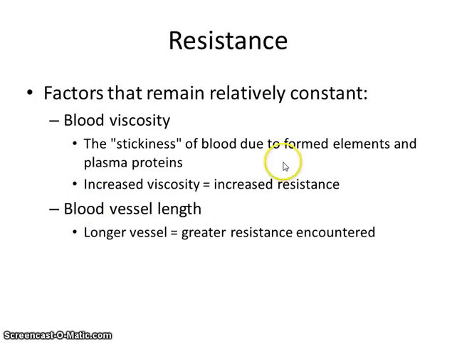We can change this as our spleen breaks down red blood cells or as our red bone marrow makes new, but it's going to be a lot slower process than changing the blood vessel diameter. Whereas blood vessel length doesn't vary once we're done growing. And it makes sense that the longer the vessel, the greater the resistance that's encountered. So the farther things move, the more friction they're going to encounter.